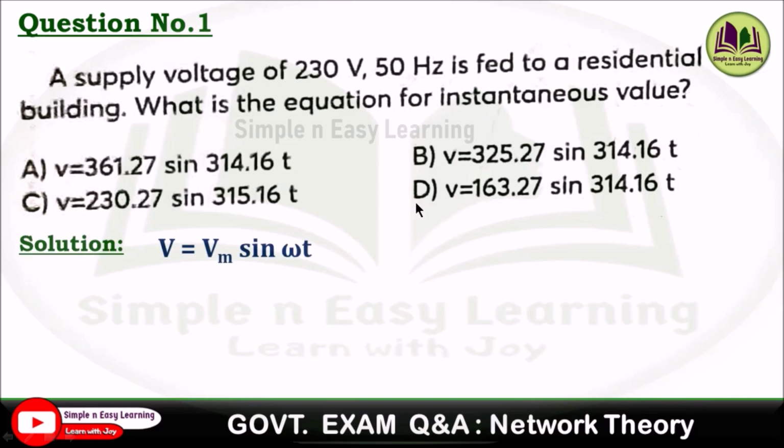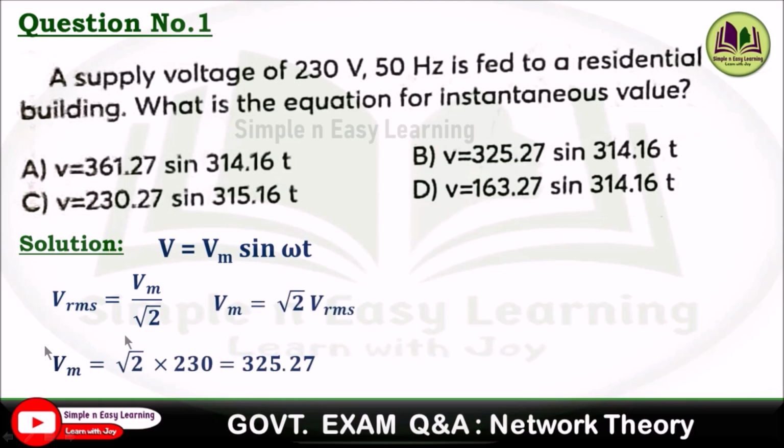Solution. So the instantaneous value can be represented as V is equal to Vm sin omega t. And we know that the RMS value of voltage is equal to Vm by root 2. So from this equation, we can derive Vm equal to root 2 Vrms. So Vm equal to root 2 into the given value, 230. That gives you 325.27. So in the option B having 325.27.